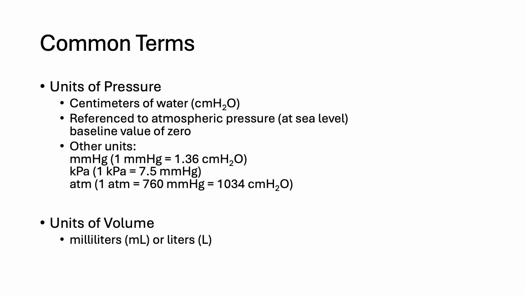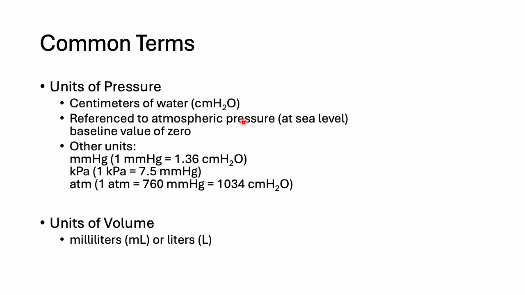Okay, so we're going to proceed to talk about concepts and principles. Let's start with the common terms used in mechanical ventilation. In mechanical ventilation, the preferred unit of pressure is centimeters of water, cm H2O. Of course, you know a lot of other units of pressure. You have millimeters of mercury, you have kilopascal, which is the SI unit, as well as atmosphere. Knowing that 1 atmosphere at sea level is equal to 760 millimeters mercury, or equal to 1034 centimeters water.